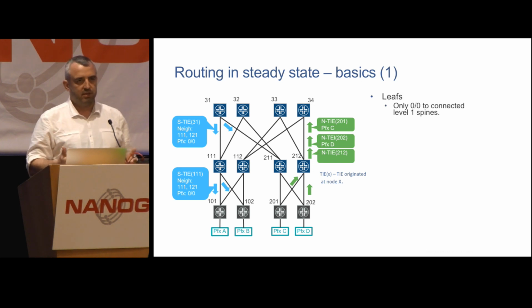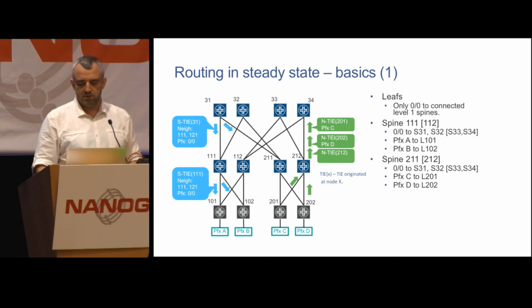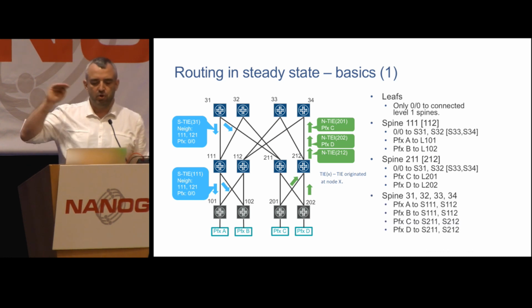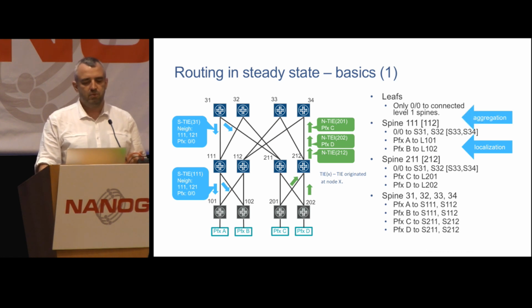Some interesting capabilities: a leaf has only a default route, so you do not need much control plane power there. Spines in pod 1 have only information about prefixes in pod 1 and a default to the higher layer spines. Similarly, spines in pod 2. And only spines at the very top level have full visibility of all prefixes and the full topology. We have localization of the routing information, which helps in the localization of the churn if there is a link failure, and we have aggregation.